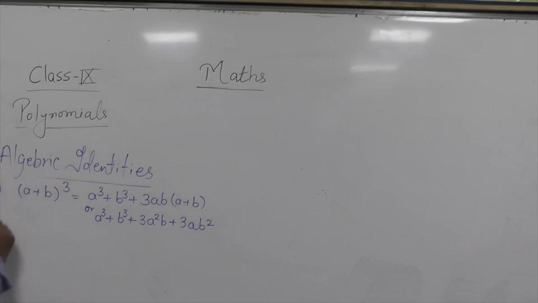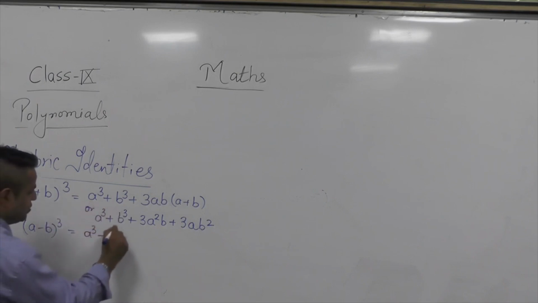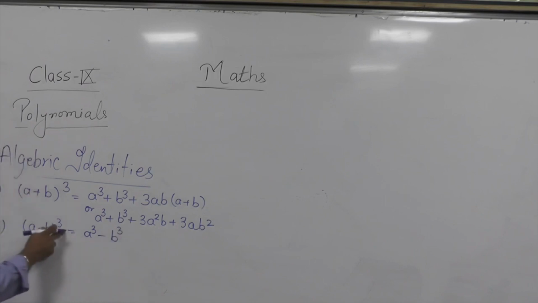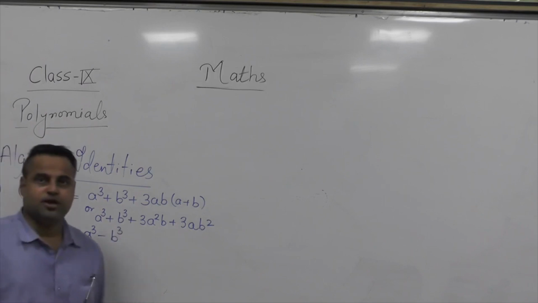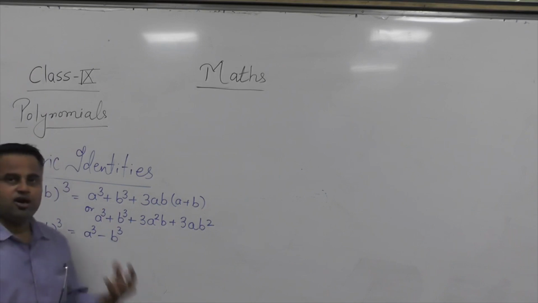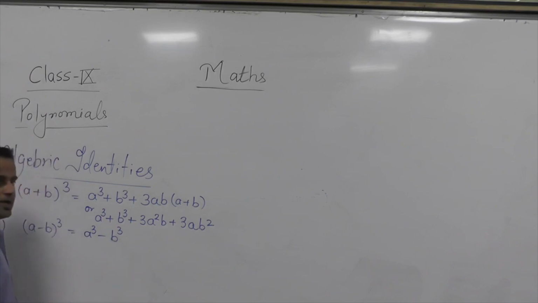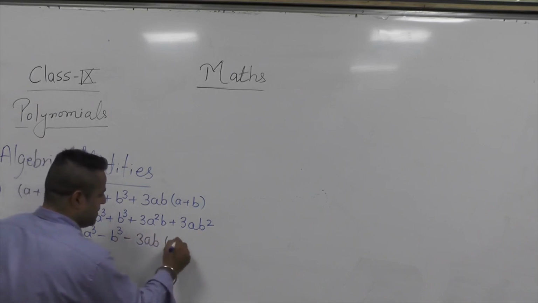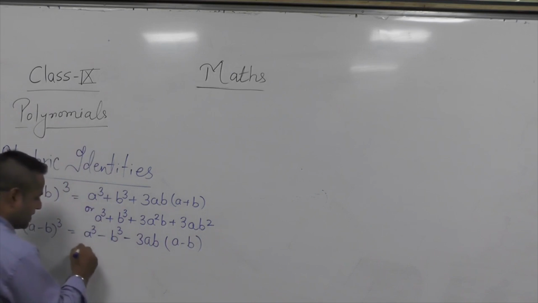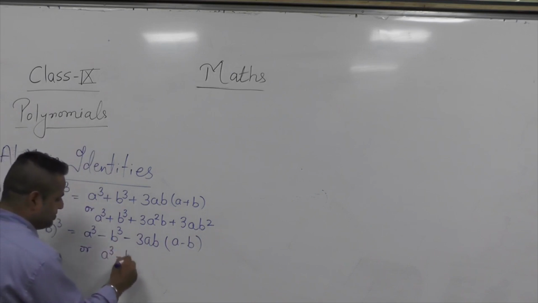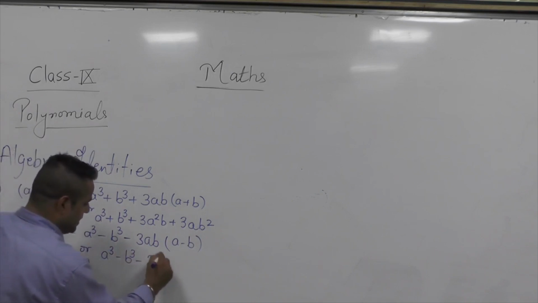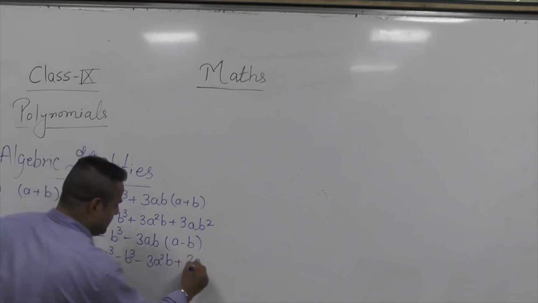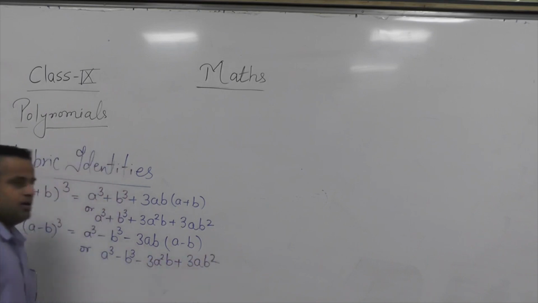Likewise, the sixth identity is (a minus b) whole cube. Now see where minus will come. A cube minus b cube. Why minus b cube? Because b is negative and has an odd number as a power. When a negative number has an odd power, it results in a negative number. Minus 3ab, again b is odd, (a minus b). Or we can write it as a cube minus b cube minus 3a square b plus 3ab square. Okay?